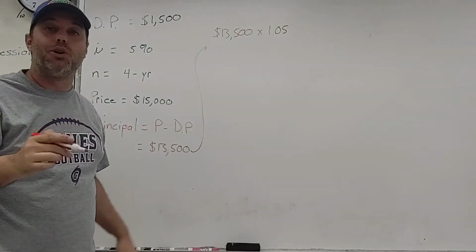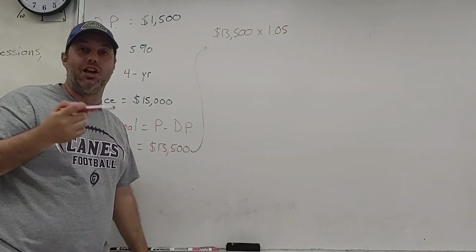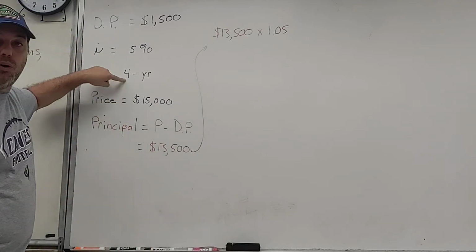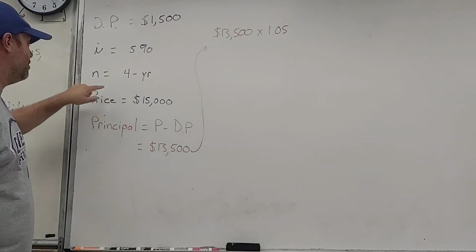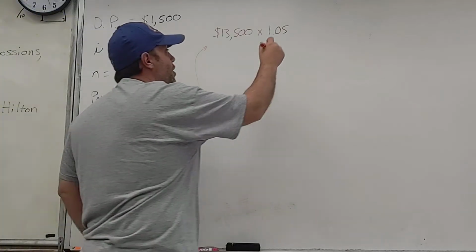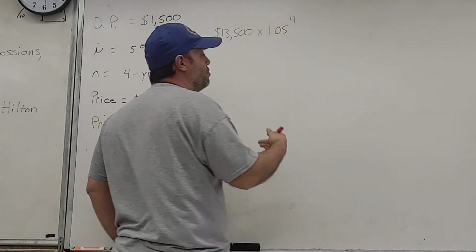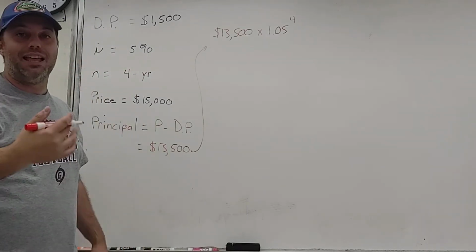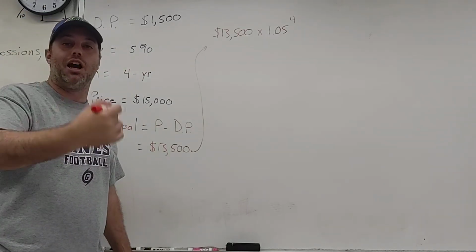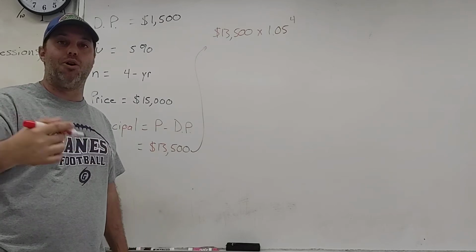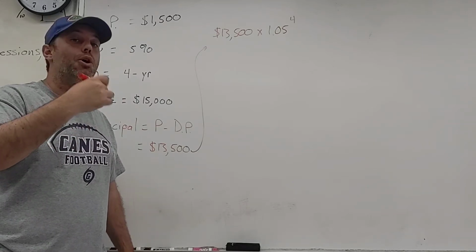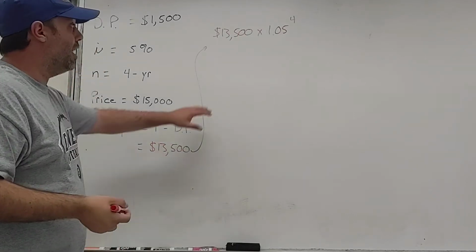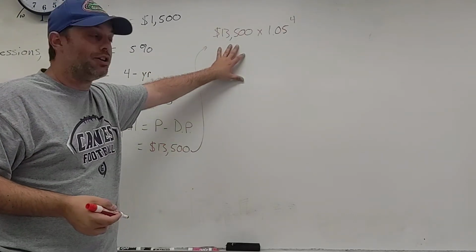So we're going to take 13,500 times 1.05, and now we're going to raise that to the nth power. In other words, we're going to raise it to the power that's the same as the number of years. In this case, it's a 4-year loan, so we are going to raise it to the 4th power. The reason we're doing that is because the interest is compounding. It's not 5% overall, it's 5% per year. So we're going to get some compounding interest there, and we multiply that by the principal.